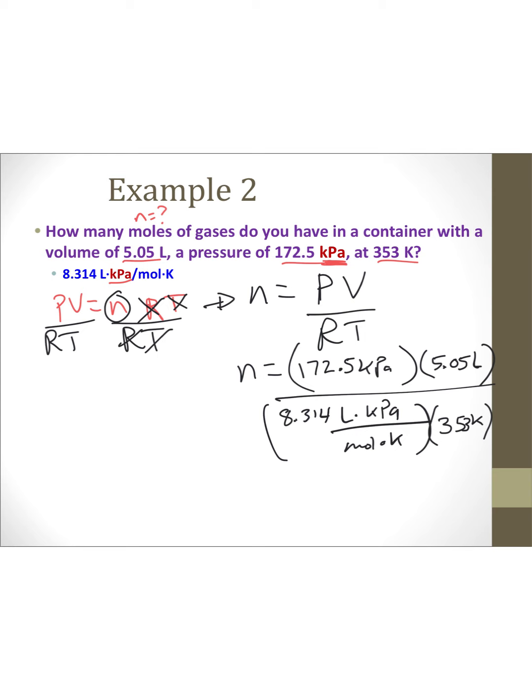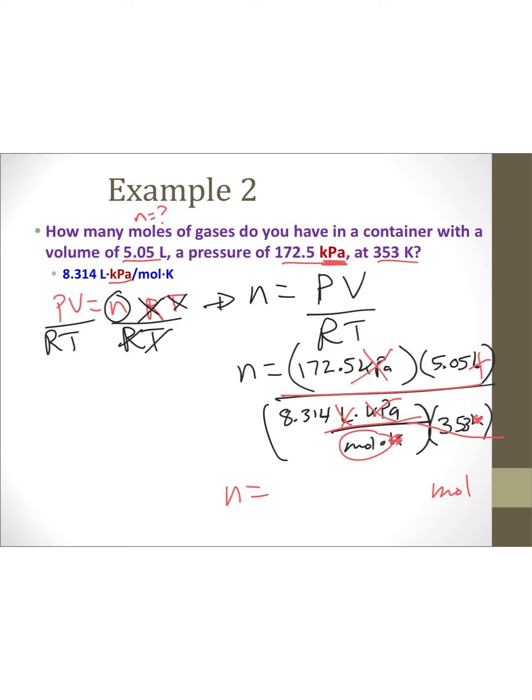So let's see what we can cancel out. We can cancel out kPa, we can cancel out liter, and this Kelvin is on top, and this Kelvin is in the bottom of this line right here. So what are we looking for? We're looking for mole, and the only unit I have left is mole, because it's the bottom of the bottom, that means it's on top. So double bottom means on top.